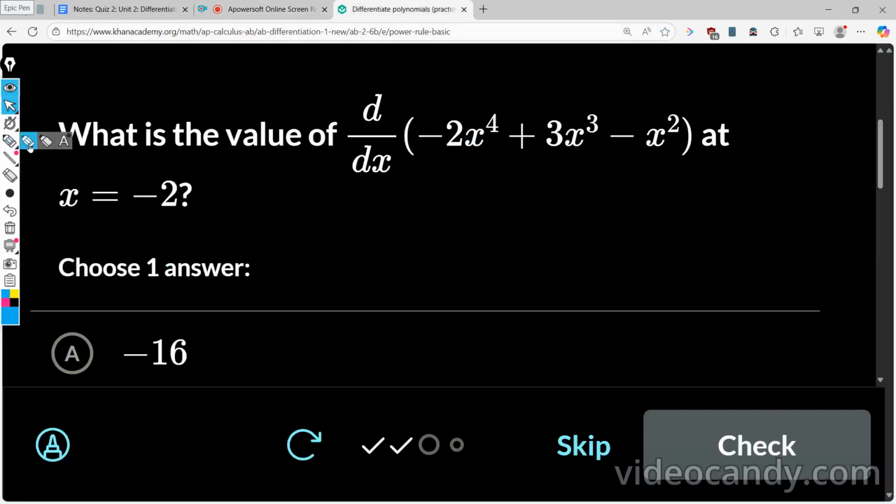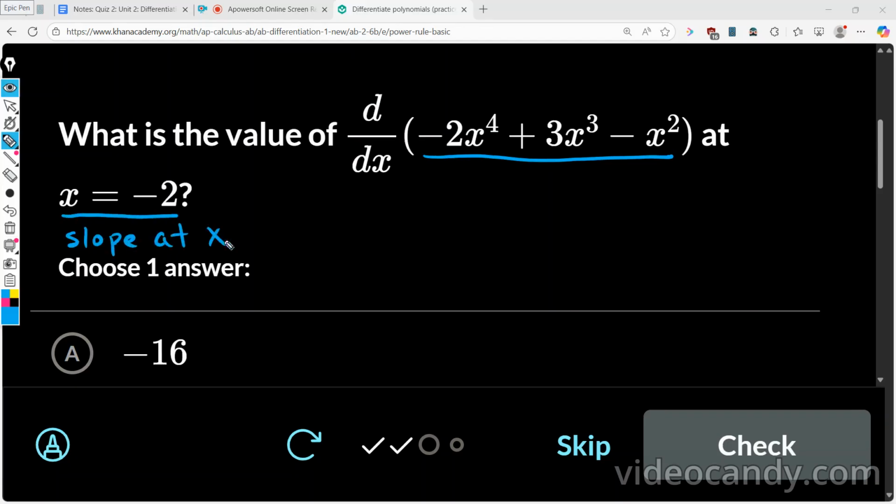All right, one more. Here they want us to find the derivative with respect to x of this function right here. And they want us to find it at x equals negative 2, all right? That's basically the slope at x equals negative 2. All right, this right here, it's the equivalent of f prime of negative 2. So we want to find the derivative of this.